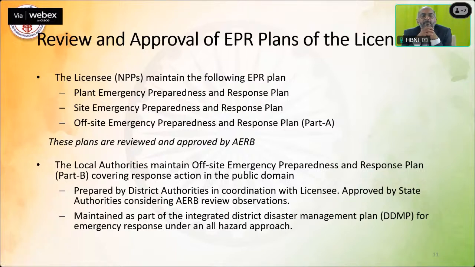Okay, so these are the things. And then you also have the offsite emergency preparedness plan maintained by the local authorities, covering the response actions to be taken in the public domain. The offsite plan of the licensee is reviewed and approved by AERB. The offsite plan for the district authority is maintained as an integrated part of the district disaster management plan, and they are approved by relevant authorities, state and national authorities, and reviewed and approved by NDMA also.